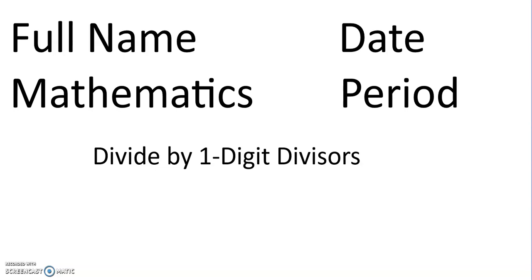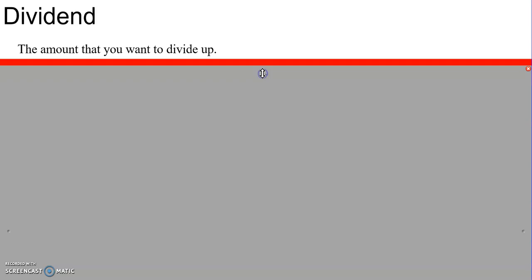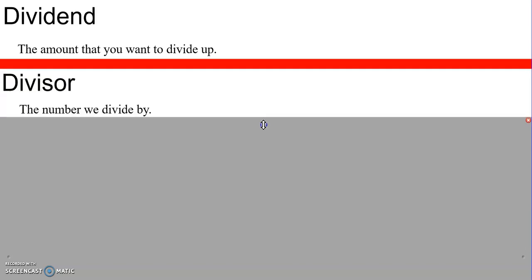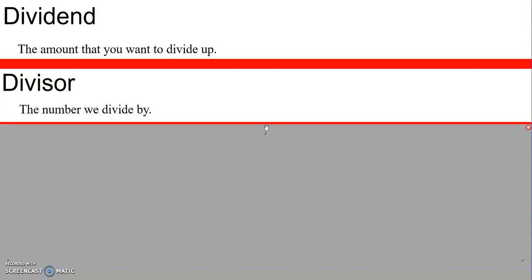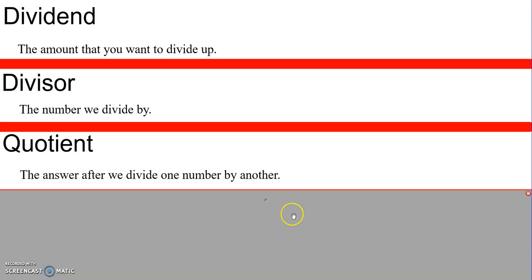Now that we have our heading in our book, before we could start the lesson, we do have to go over 3 different vocabulary words. So the first word is dividend. Dividend is the number that you are going to break up. So when we read a word problem, we have to decipher which one we're going to break up. That is our dividend. Then our second word is divisor. Divisor is the number we are dividing by. So then when we read our word problem, we have to say, all right, what size groups are we supposed to be having? And then the last word is quotient, and that is the answer to the division problem.